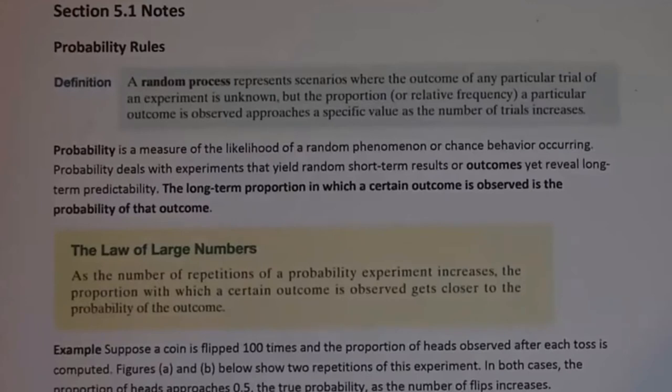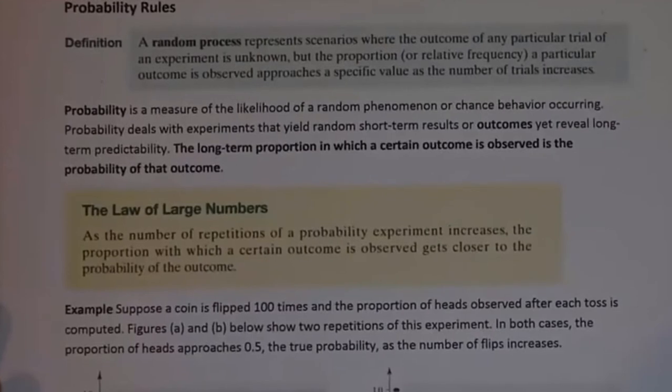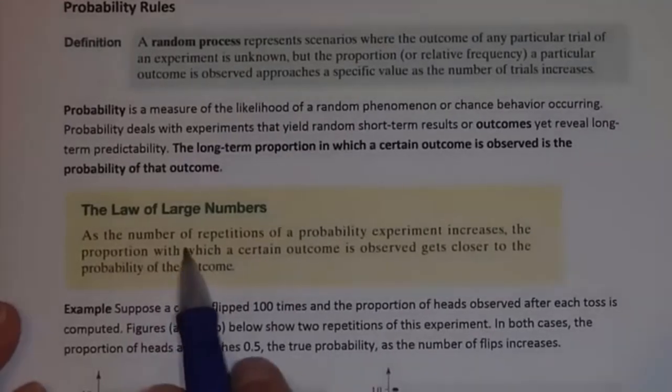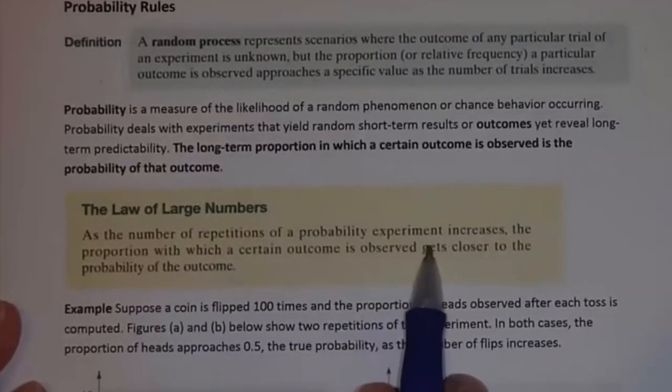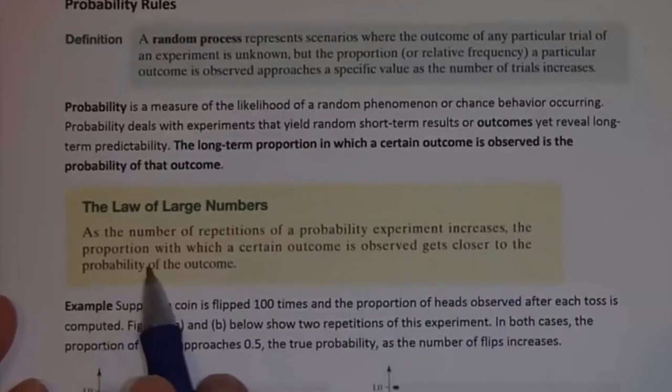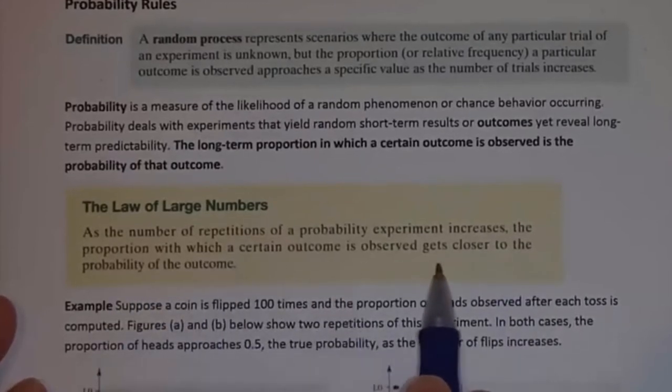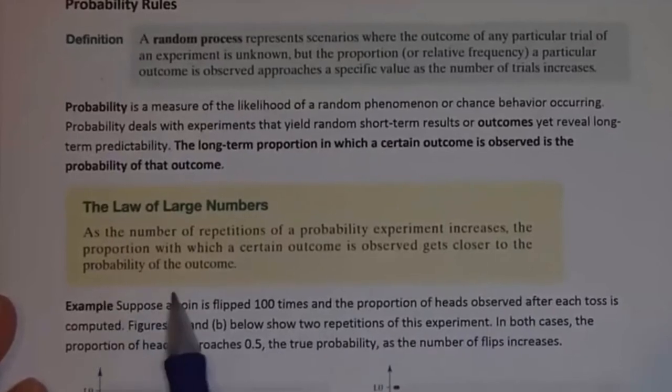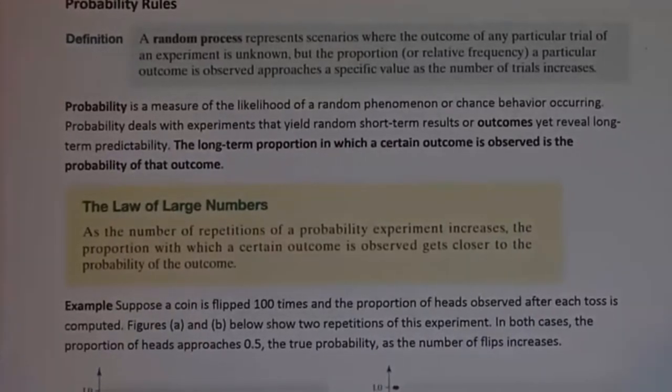In the long run, the probability is going to be the result of repeating the outcome over and over and over again. So in the short term, I can't tell you for sure what proportion of heads I would get, but in the long term, I can. What I'm getting at is called the law of large numbers. As the number of repetitions of a probability experiment increases, the proportion with which a certain outcome is observed gets closer to the probability of the outcome.